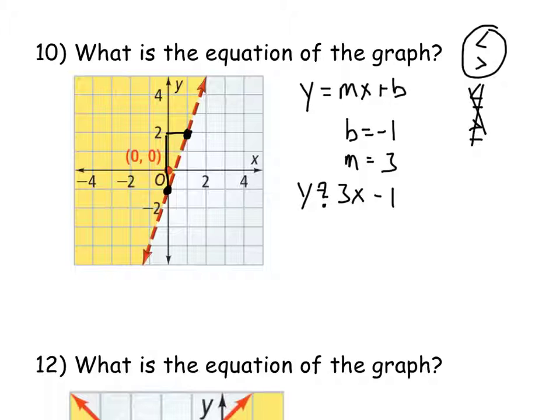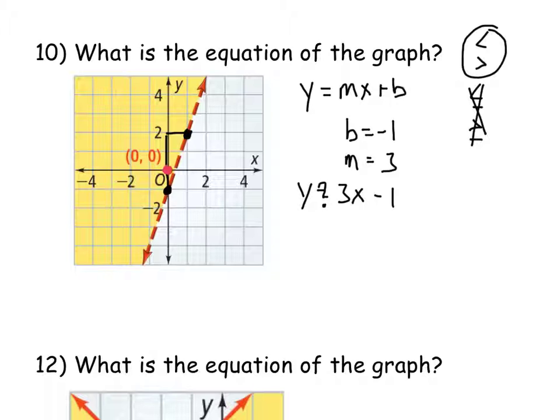So to decide which one it's going to be, less than or greater than, we use our test point. They gave us a test point of 0, 0. Is that on the true side or the false side? That's on the true side. Always use a point on the true side. It's simpler that way. Okay?